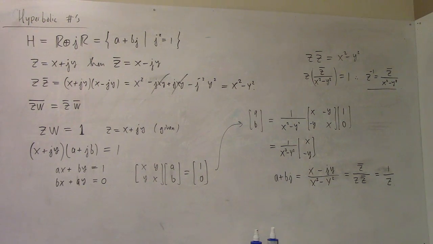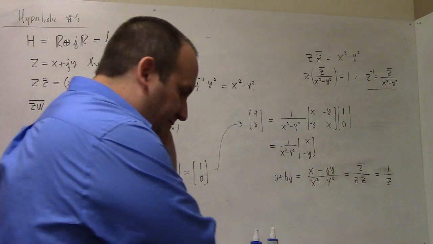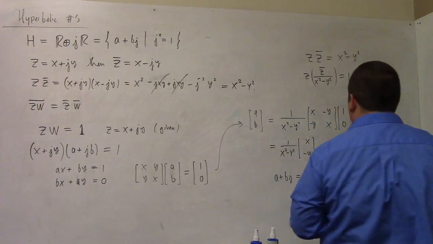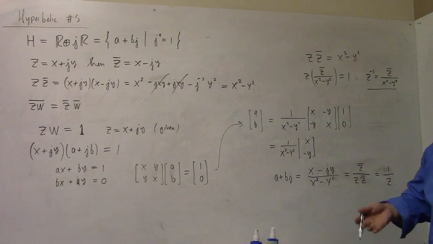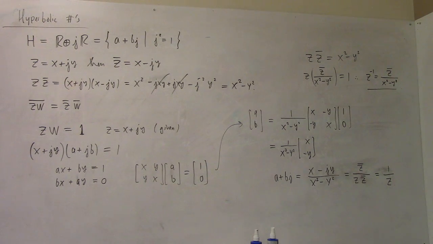So, it's not complex numbers. Why? For complex numbers, the multiplicative inverse exists whenever the complex number is non-zero. Complex numbers form a field. Here, we get into all sorts of trouble when y is equal to plus or minus x. So the invertible hyperbolic numbers are those which don't lie on the plus or minus y equals x lines. There are zero divisors on the lines y equals plus or minus x.